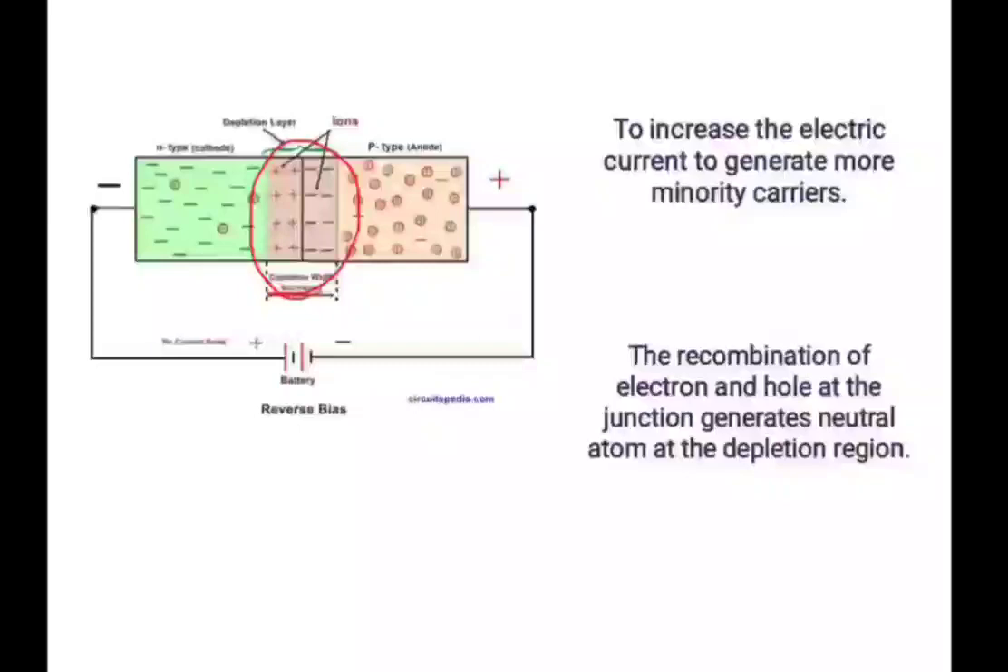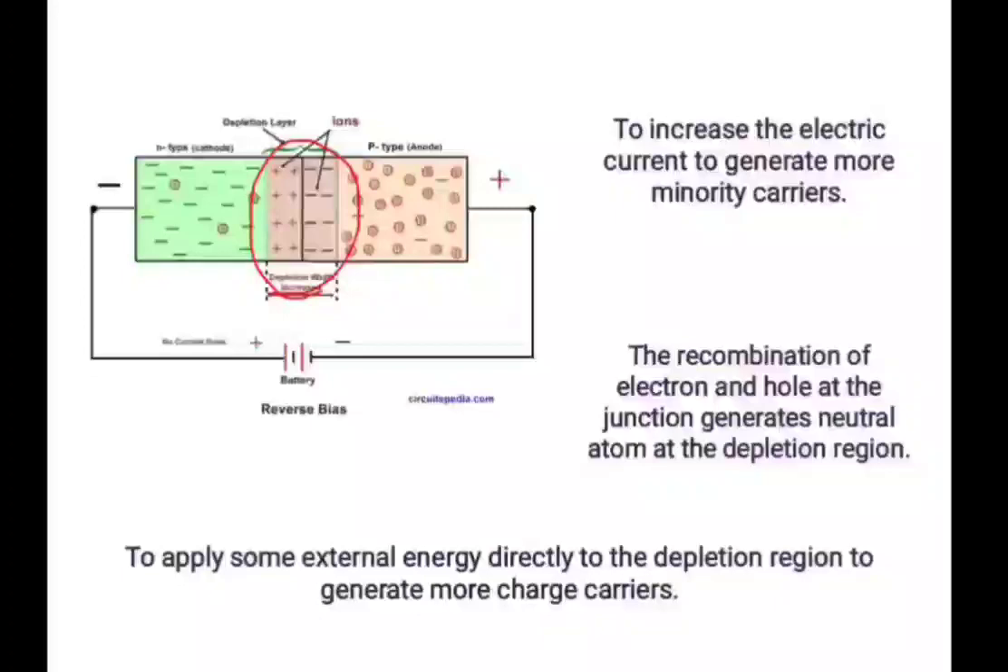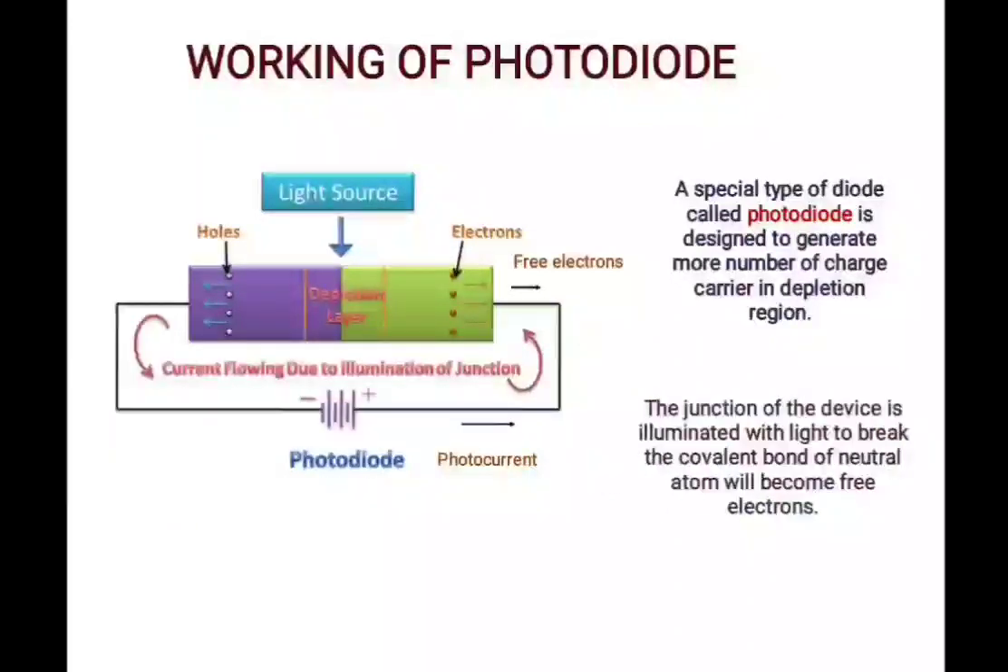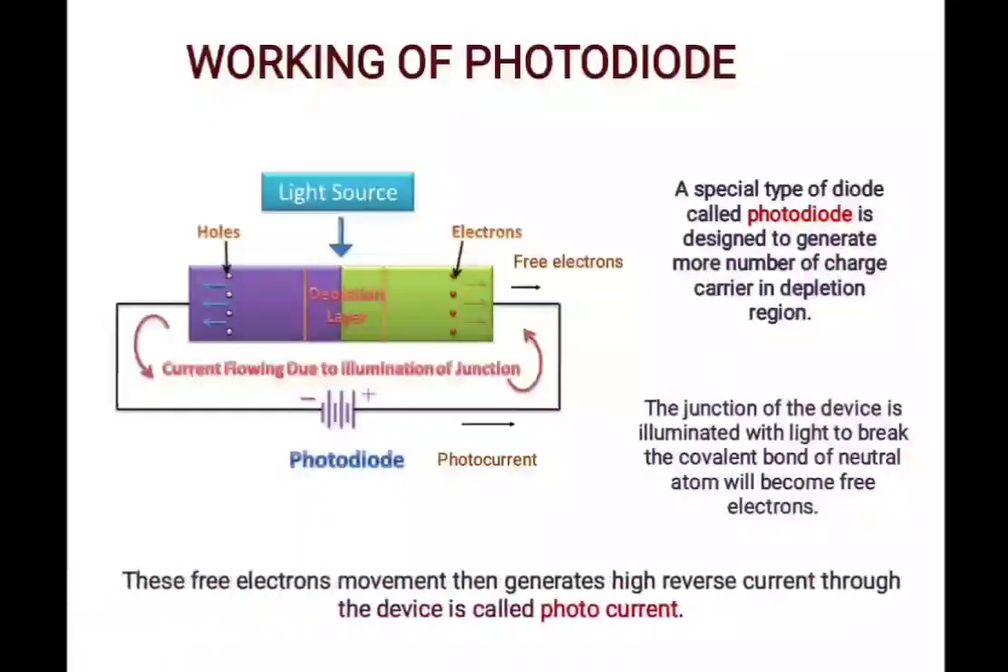To overcome this problem, we need to apply some external energy directly to the depletion region to generate more charge carriers. A special type of diode called a photodiode is designed to generate more charge carriers in the depletion region. We use light or photon as the external energy. If it gets enough energy to break the covalent bond of a neutral atom, it will become a free electron. This free electron movement then generates a high reverse current through the device, called photocurrent.